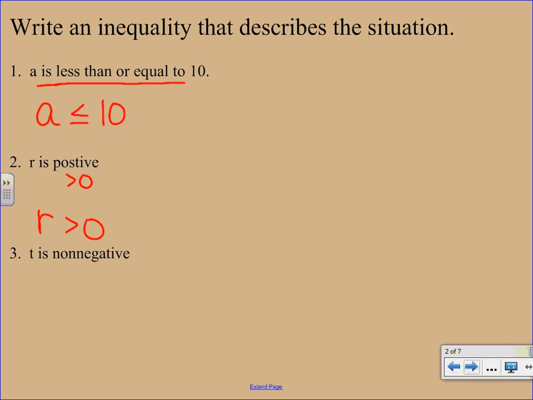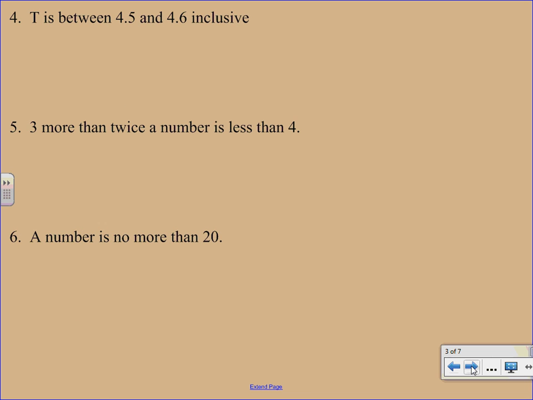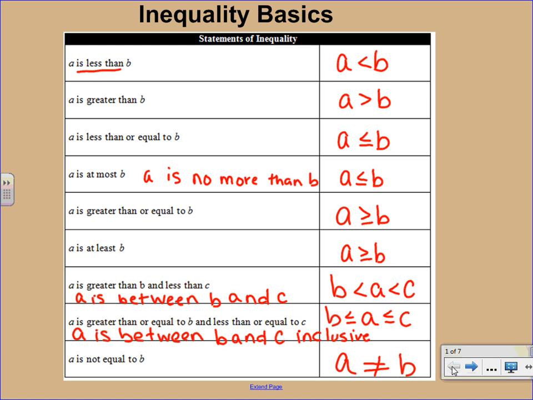The next one is a little bit different. T is non-negative. This time you could be positive or you could be 0. So for this one, it's a little bit stronger. We say T is greater than or equal to 0. All right, next example. We're going to look at T is between 4.5 and 4.6 inclusive. Underline that word inclusive. And if you look back at our inequality basics here, the second one from the bottom there, you'll see the notation that you want to use.